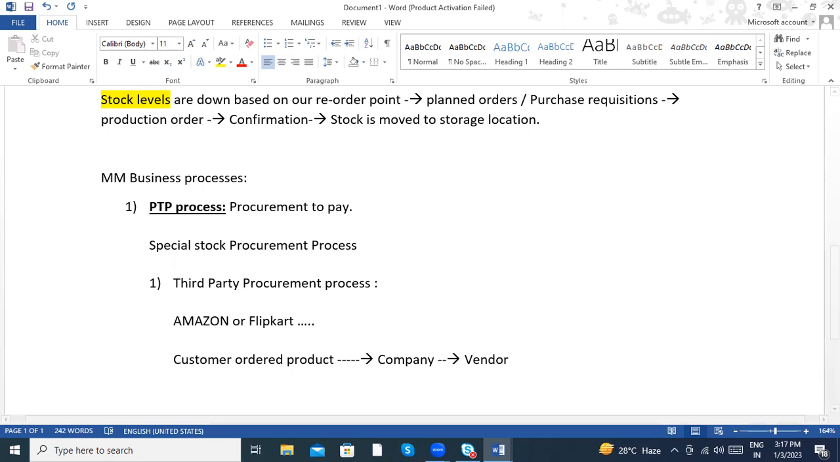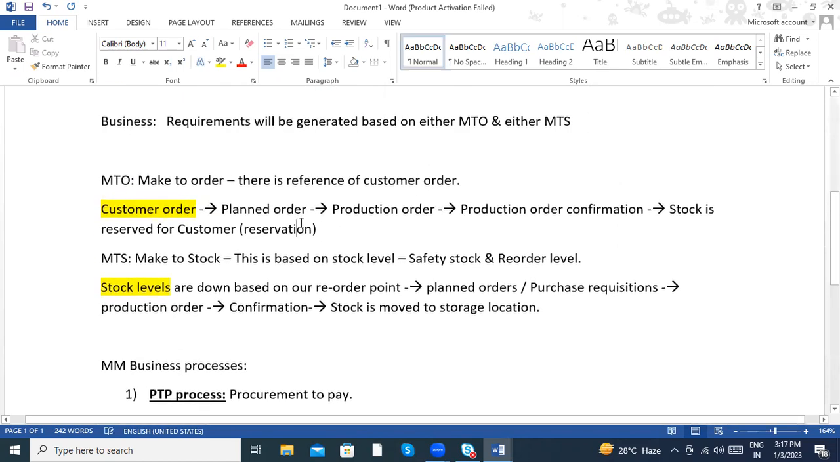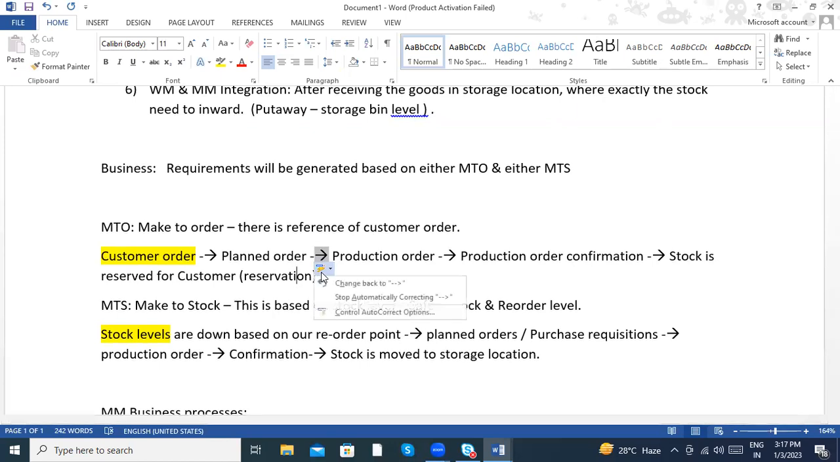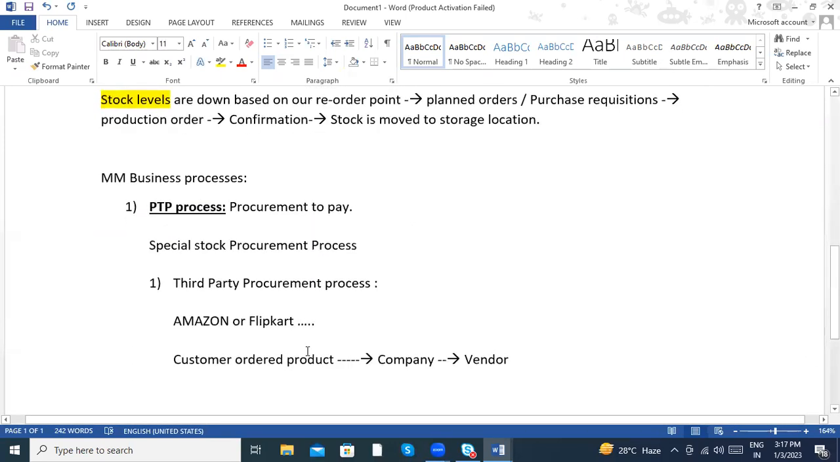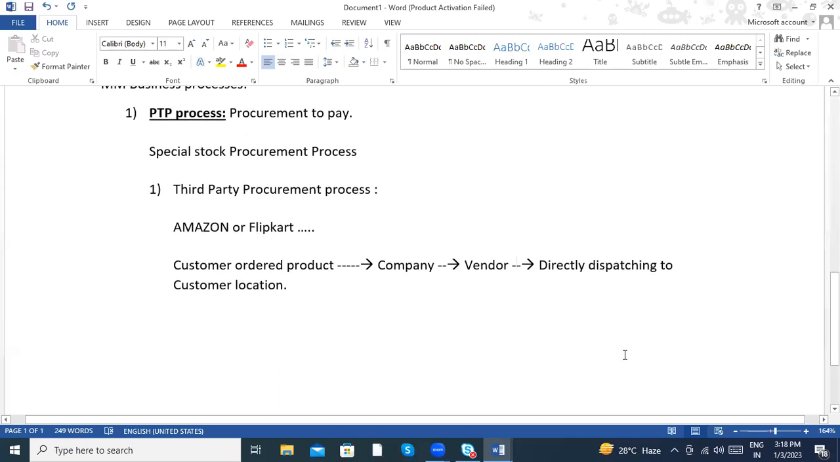Generally, we prepare the goods, or maybe we buy the goods. But here, once I get the order, I will inform the vendor, boss, I got this order, please plan and dispatch the goods to the customer. Instead of the goods coming to my location, they will be directly dispatched to the customer location. That means the vendor will not send the stock back to the company. The vendor will directly dispatch the goods to the customer.